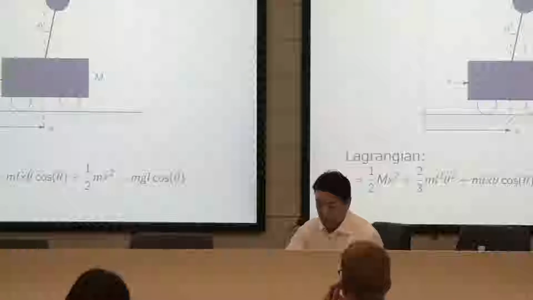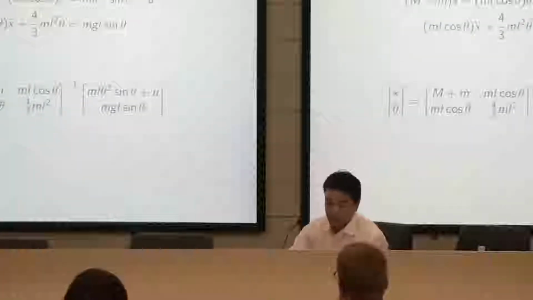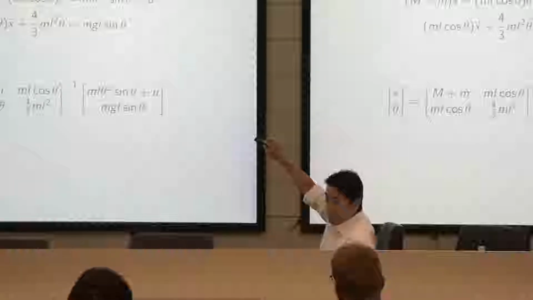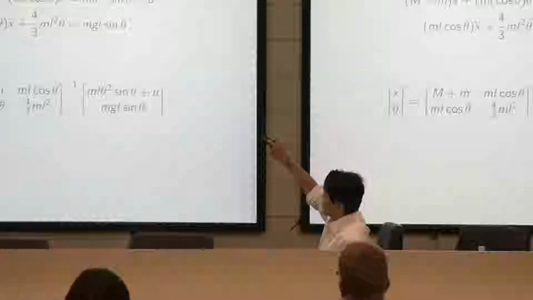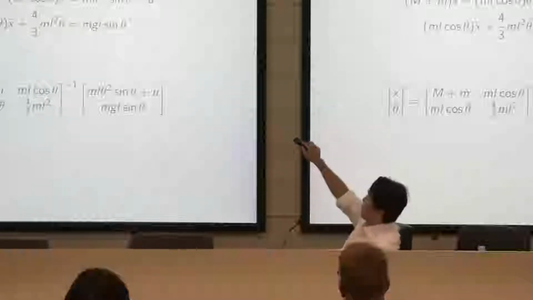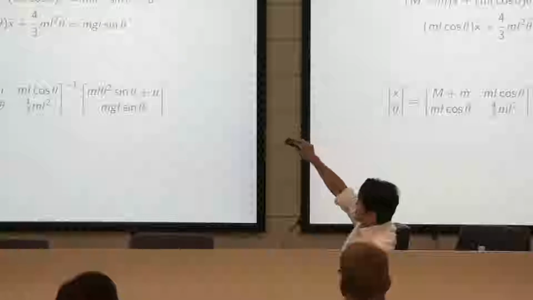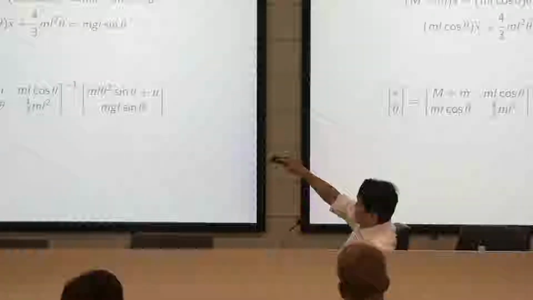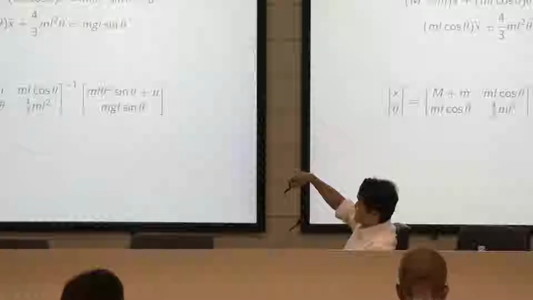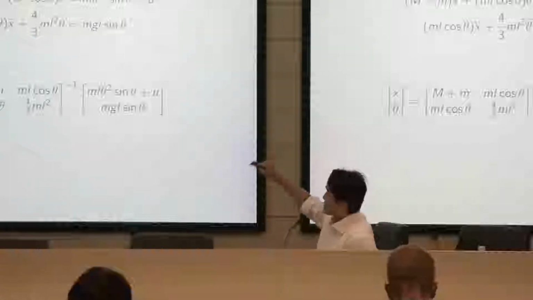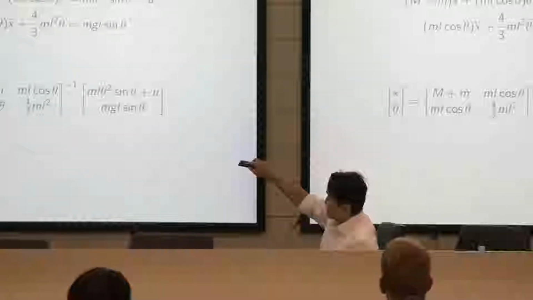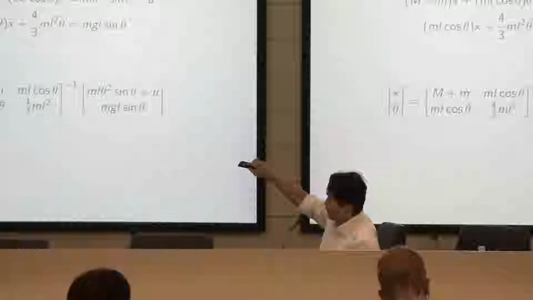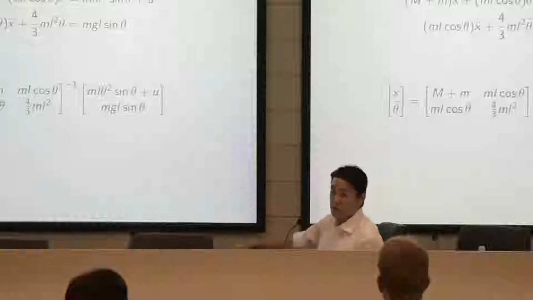And after computing these derivatives, take the total derivative with respect to t. Then you get two second derivatives here, x double dot and theta double dot. And solve these two equations with respect to x double dot and theta double dot, like this. And then introducing x1, which is x, x2, which is x dot, x3, theta, and x4, theta dot, you get a four-dimensional system.